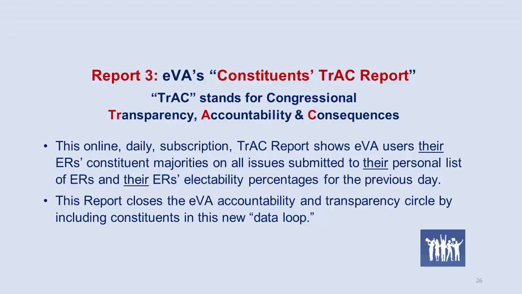Report 3: EVA's Constituents TRACK Report. TRACK stands for Congressional Transparency, Accountability, and Consequences. This online daily subscription track report shows EVA users their ER's constituent majorities on all issues submitted to their personal list of ERs, and their ER's electability percentages for the previous day. This report closes the EVA Accountability and Transparency Circle by including constituents in this new data loop.